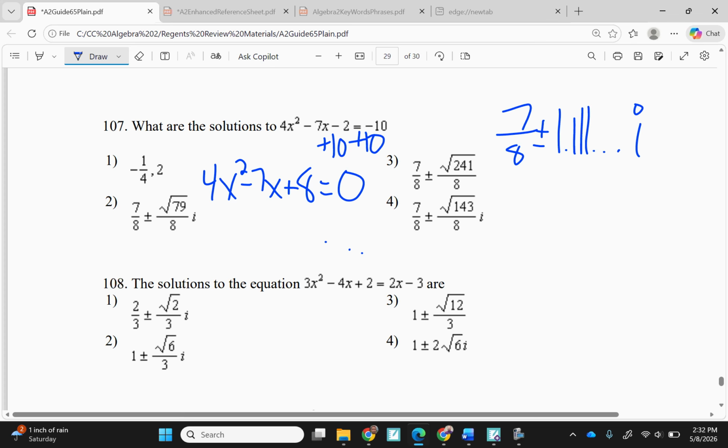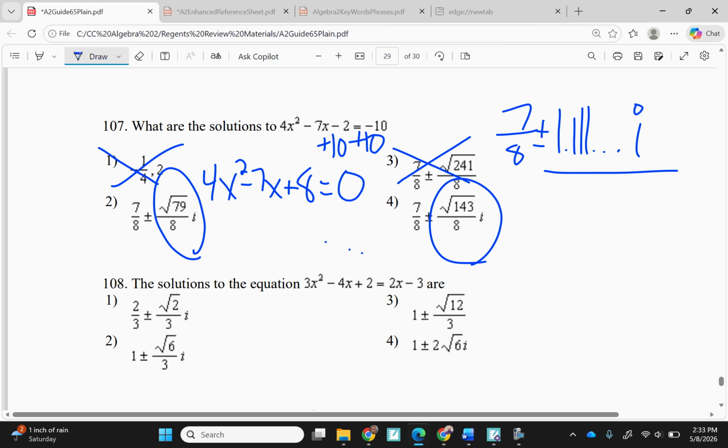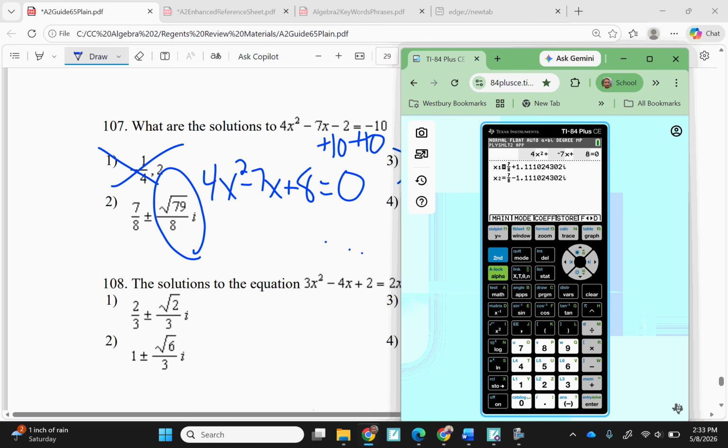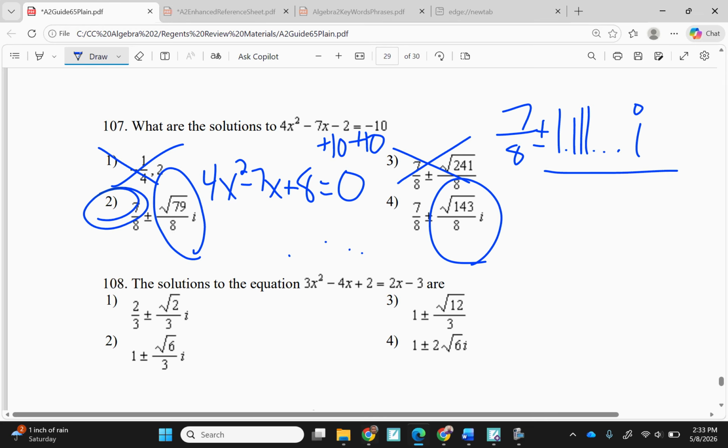So I know it's going to be 7/8 plus or minus, so choice 1 is out. I know it's going to have an I, so choice 3 is out. So I'm going to type in this, and I'm going to type in this, and see which one gives me the 1.111... I. Let's do choice 2. Radical 79 over 8. Radical 79 over 8 I. Is that my 1.11... I? Yup, that's my answer.